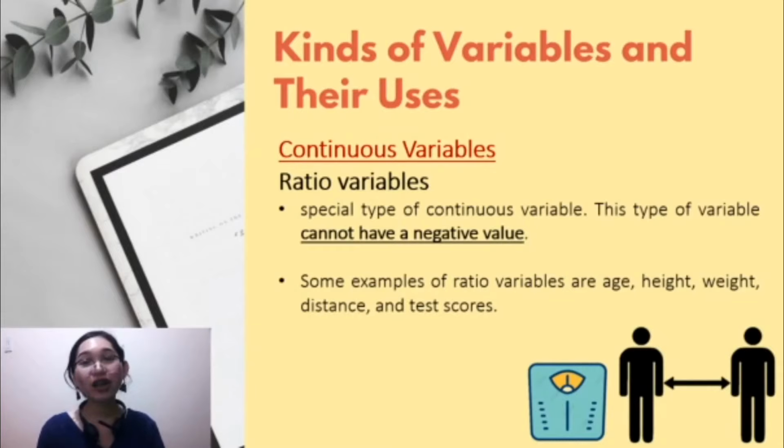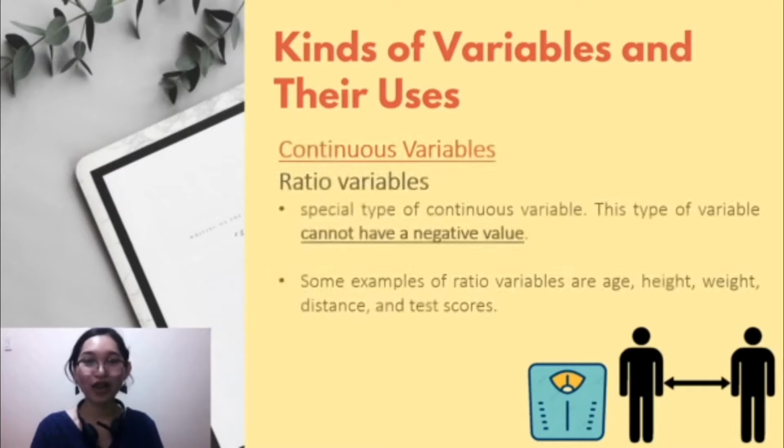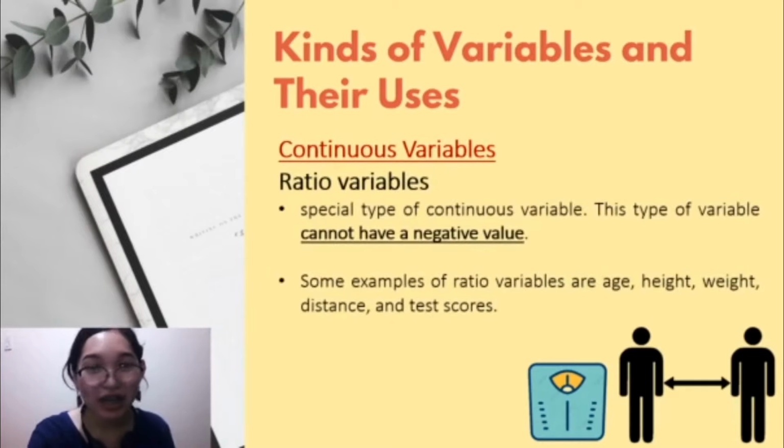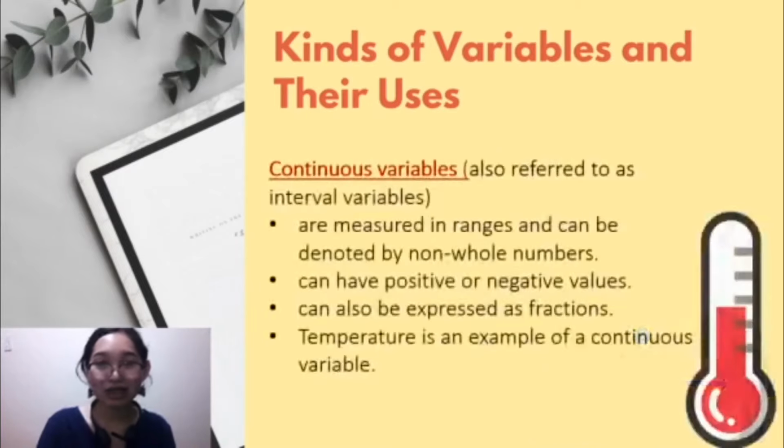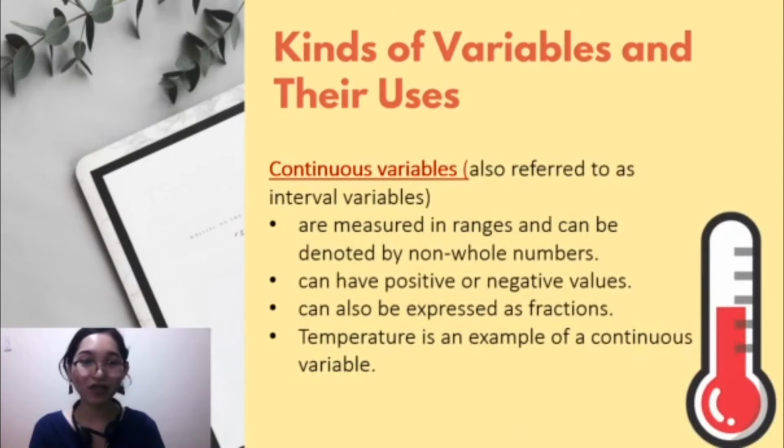Okay? Under continuous variables naman, we have the ratio variables. Okay? This is a special type of continuous variable. Bakit siya naging special? This type of variable cannot have a negative value. Okay? So, special siya kasi, di ba sinabi natin kanina that a continuous variable pwede siyang positive or negative.